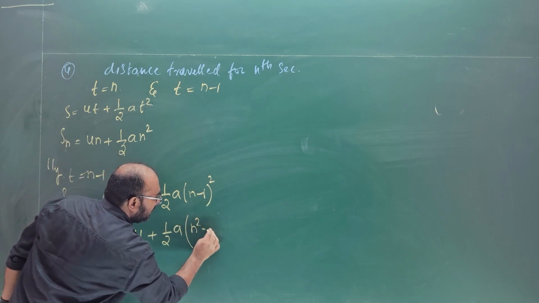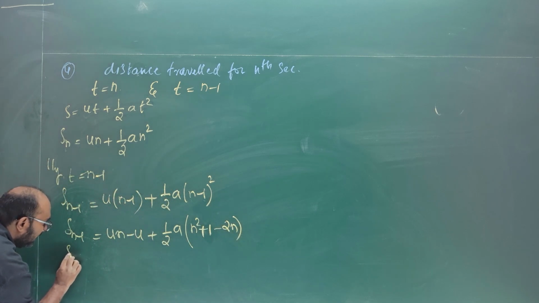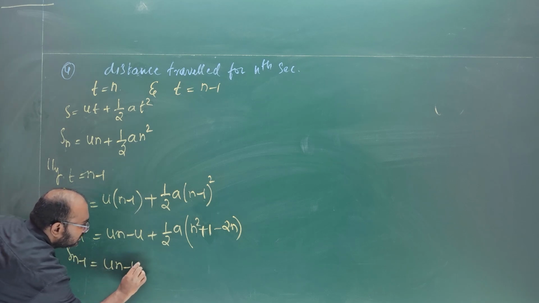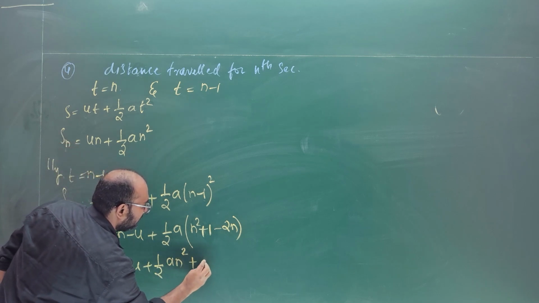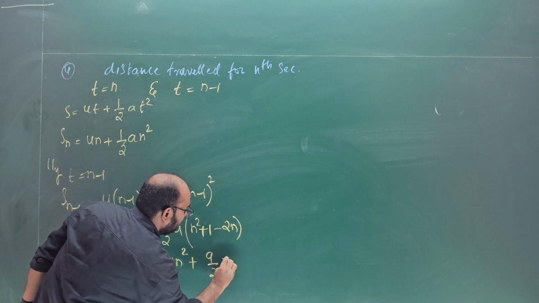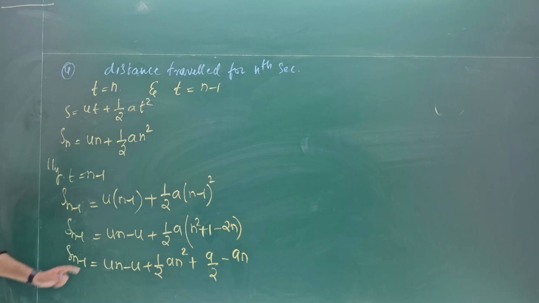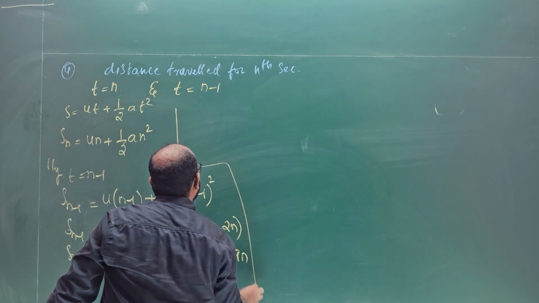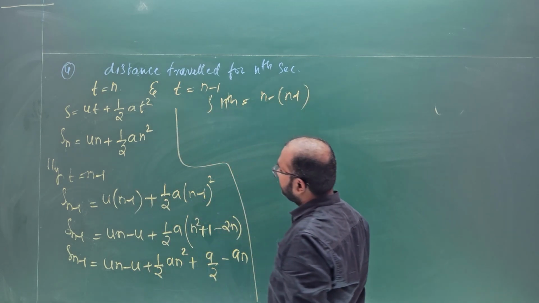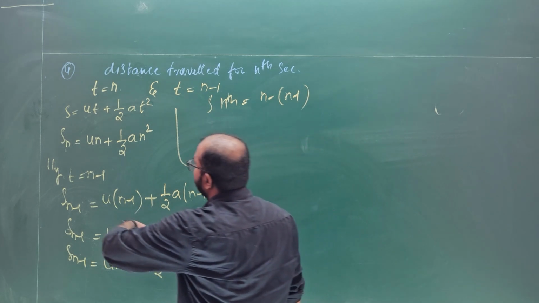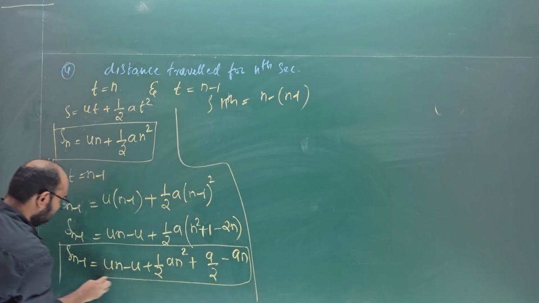Expand this: n square plus 1 minus 2n. So S_(n minus 1) can be written as un minus u plus half a n square plus a by 2 minus an. Okay, the 2 gets cancelled now. Now for S_nth, it is nothing but S_n minus S_(n minus 1). Subtracting these two, this is your first and this is your second.